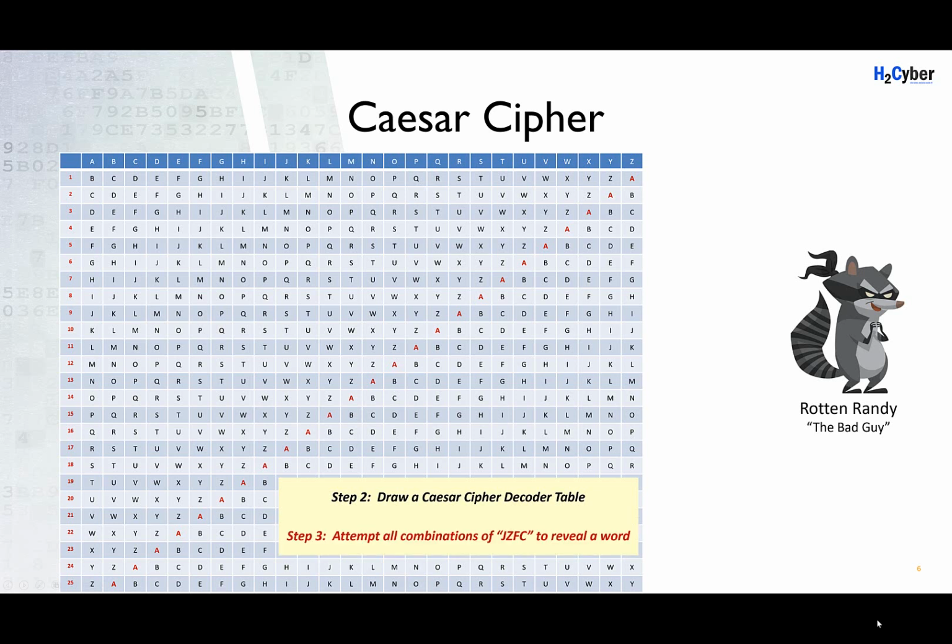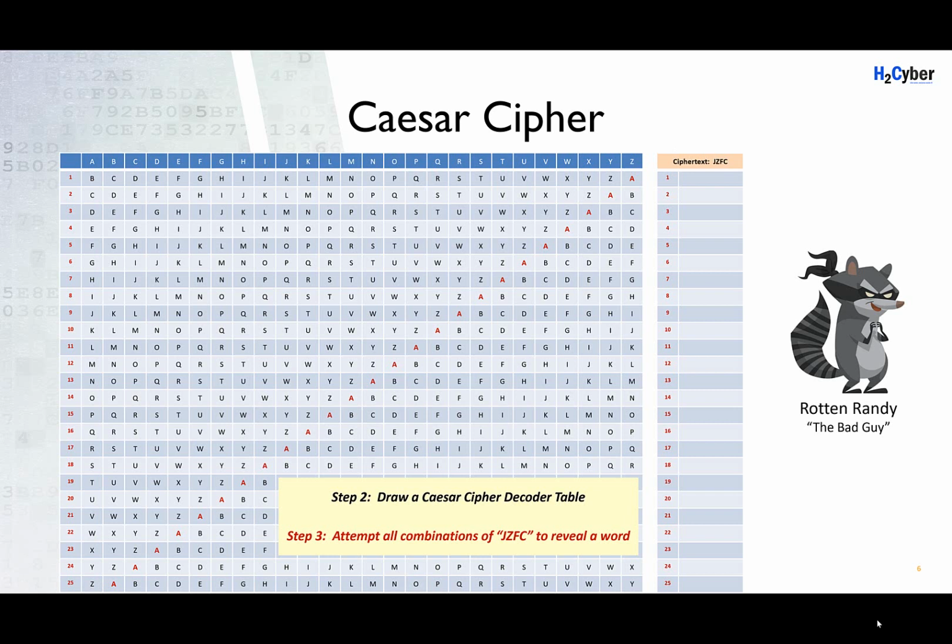Now that we have our decoding table complete, our third step is to attempt all combinations for our ciphertext that we chose in step 1, beginning at the top and working our way to the bottom. Now we're going to jump around just to save some time. So, on line 1, a J makes an I, a Z makes a Y, an F makes an E, and a C makes a B. So we now have I, Y, E, B.